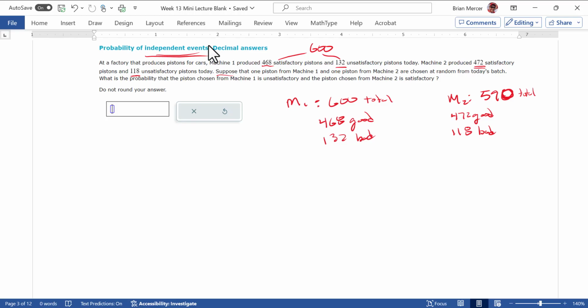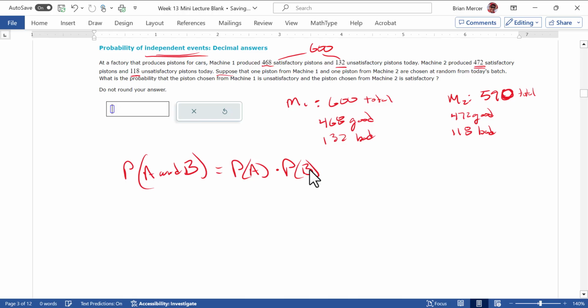So because they're independent events, the probability of A and B with independent events is just probability of A times probability of B. So we multiply the events when two events are independent and they both occur. So we multiply those two probabilities together.